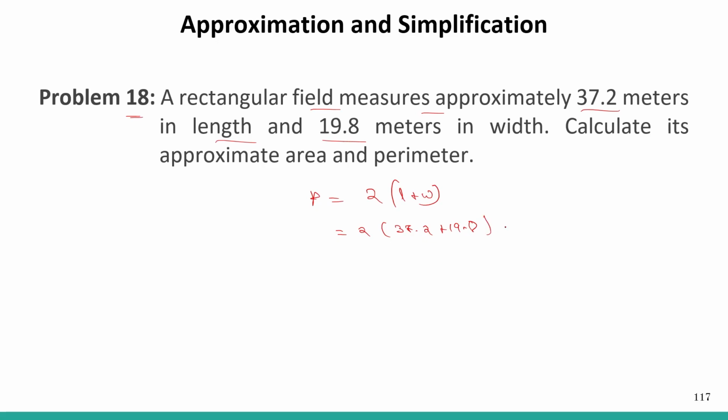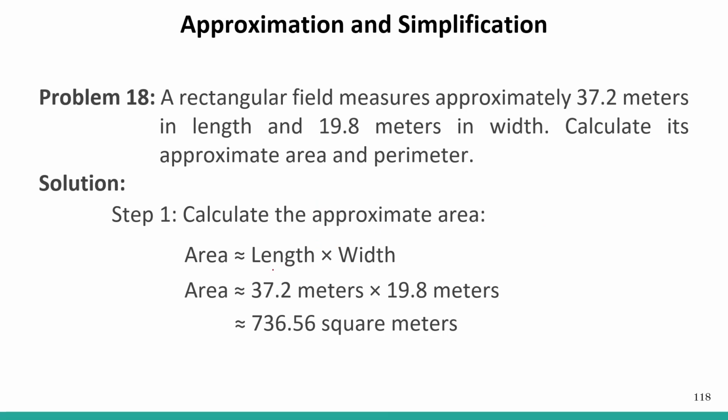So 37 plus 20 is equal to 57, into 2. That will be equal to 114 meters perimeter. So area will be what? Area is equal to length into breadth. So 37.2 into 19.8 will be the answer. Area is equal to length into width, that is equal to 736.56 square meters approximately.